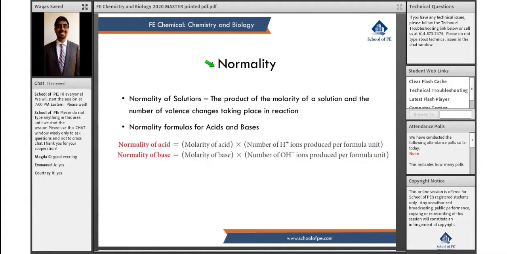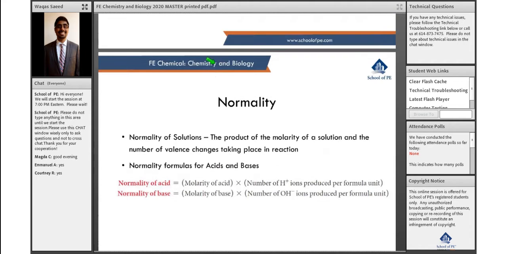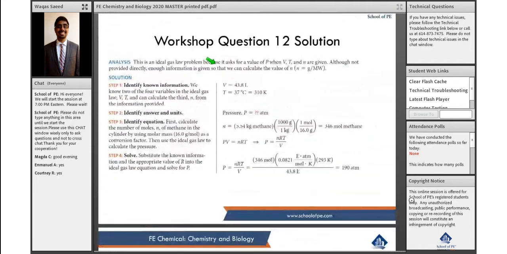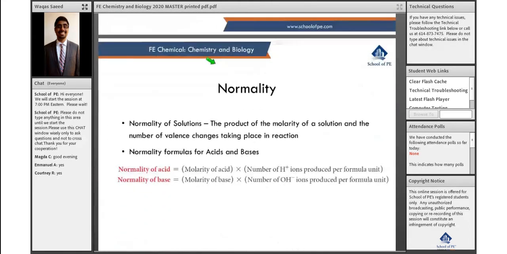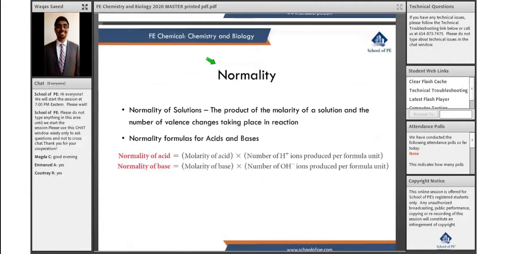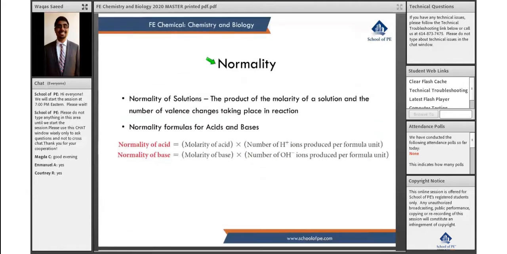So we left off on normality. We ended it with ideal gases and molarity. Another terminology you need to be familiar with is normality. And normality of solutions is the product of the molarity times the number of valence charges taking place in a reaction. This is the definition you see in your reference handbook.